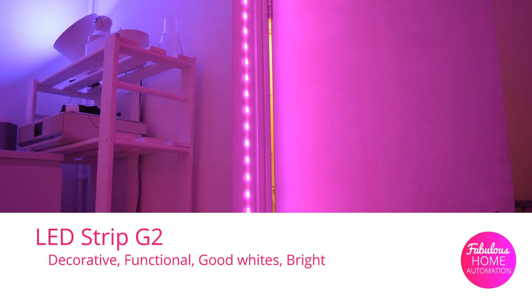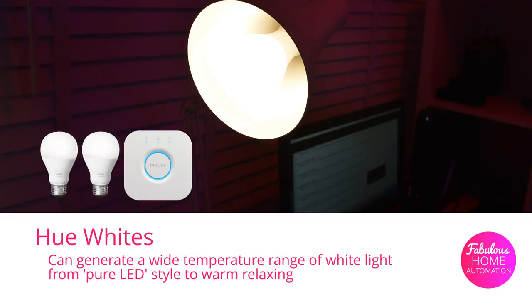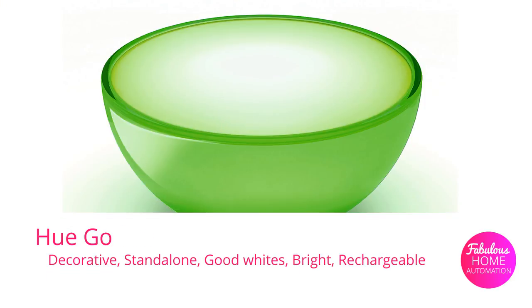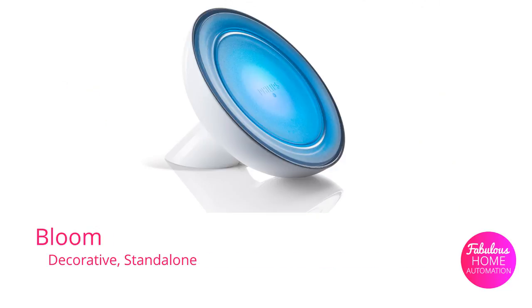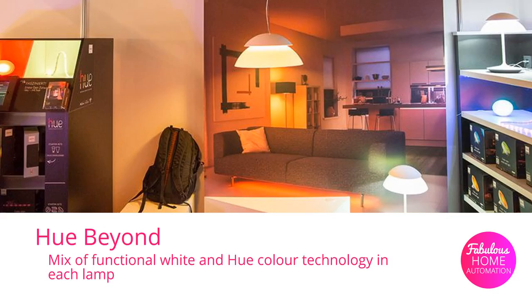representative light. There are a plethora of other devices, including bulbs that produce white light rather than colour, a Hue Go, which is a rechargeable and portable light, the Bloom and Iris, which are decorative lights, and the Beyond range, which is a premium version of the Hue range developed by Philips.